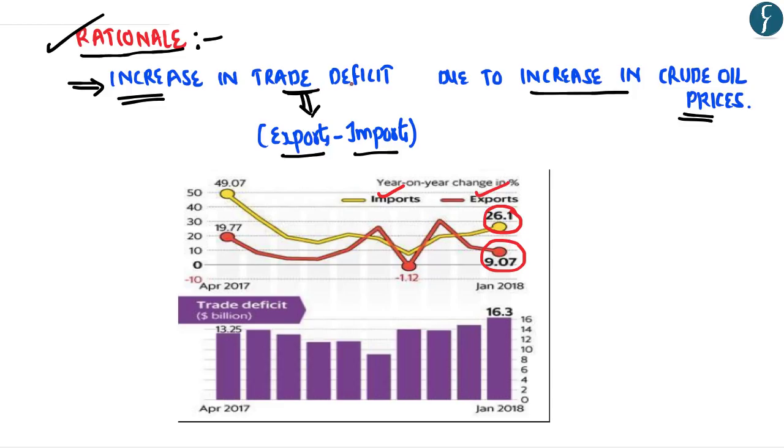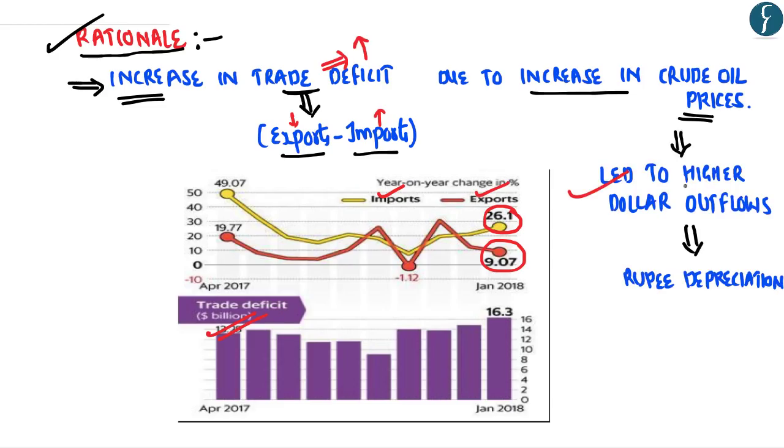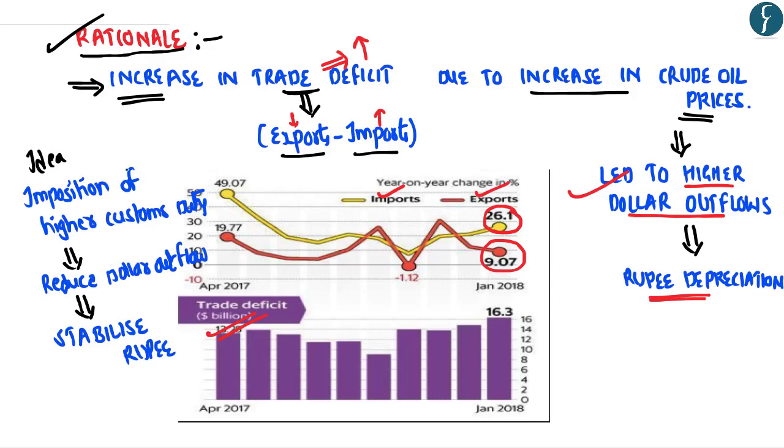So looking at the trade deficit, since the exports have reduced and imports have increased, the trade deficit in India has further increased as shown in the second graph here. Now this higher trade deficit has led to higher dollar outflows from India, due to which the rupee has further depreciated vis-a-vis dollars. So the idea behind the imposition of higher custom duty by the government is to reduce dollar outflow from India, which would help in stabilization of the Indian currency.